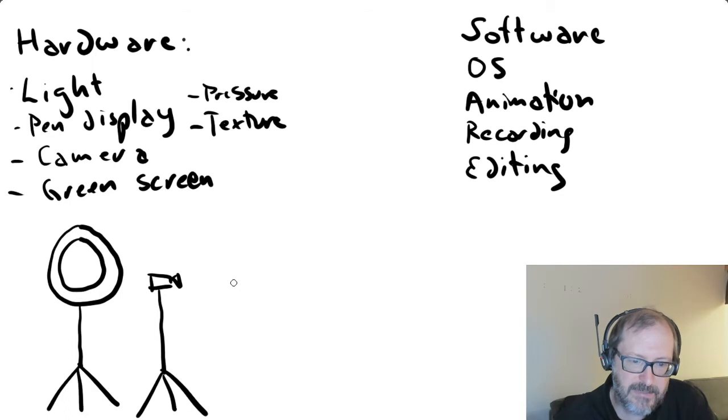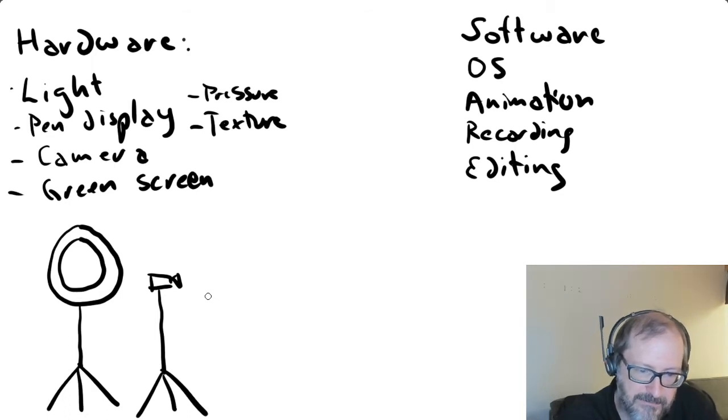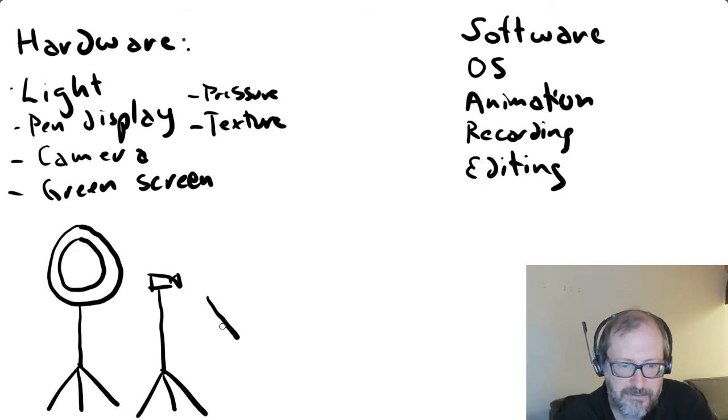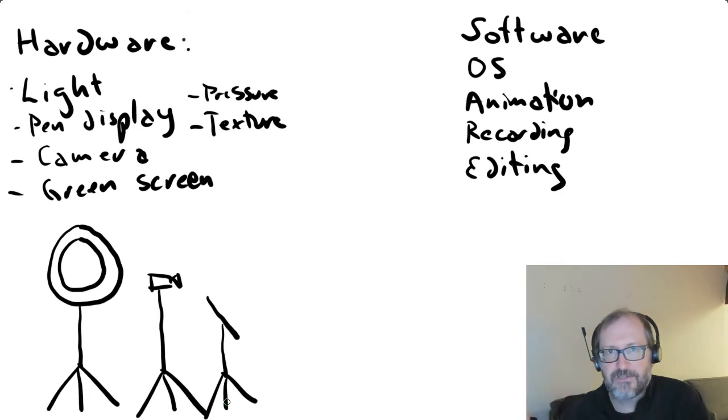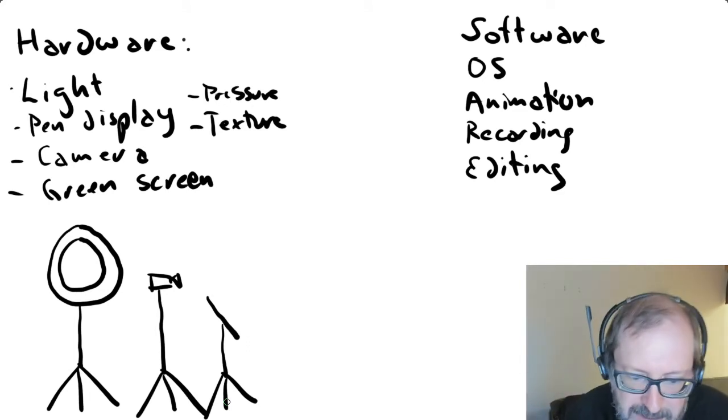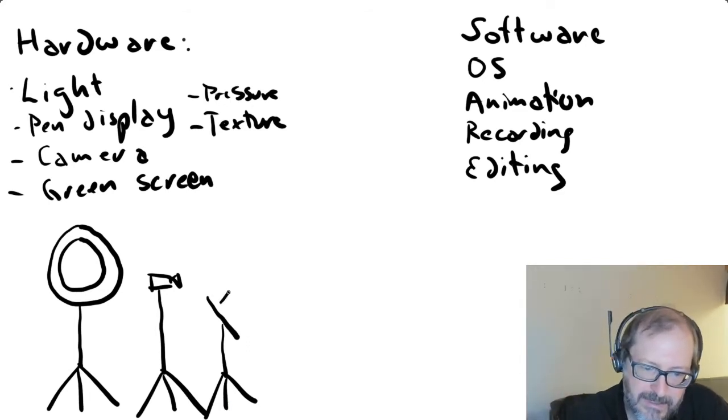Then you will need a pen display. So the way I have mine is that I mounted it just below the camera so that the audience doesn't see it. And it's also on a tripod. And there are special tripods for holding laptops and pen displays. And then you have your stylus.